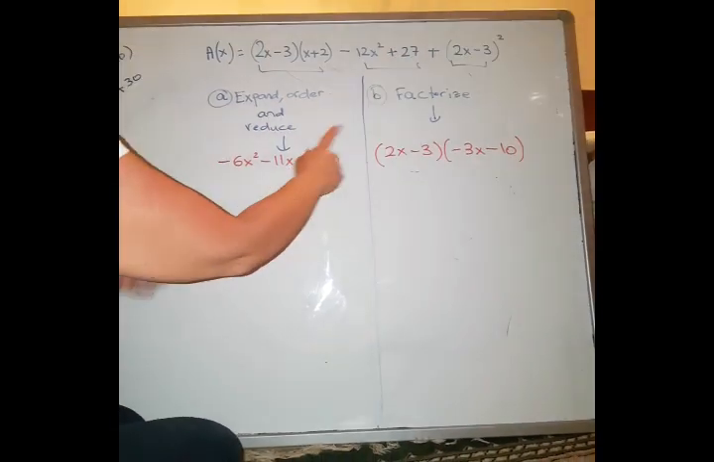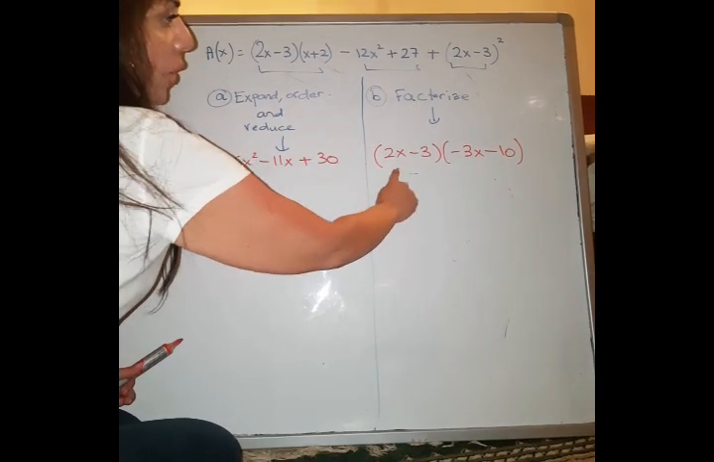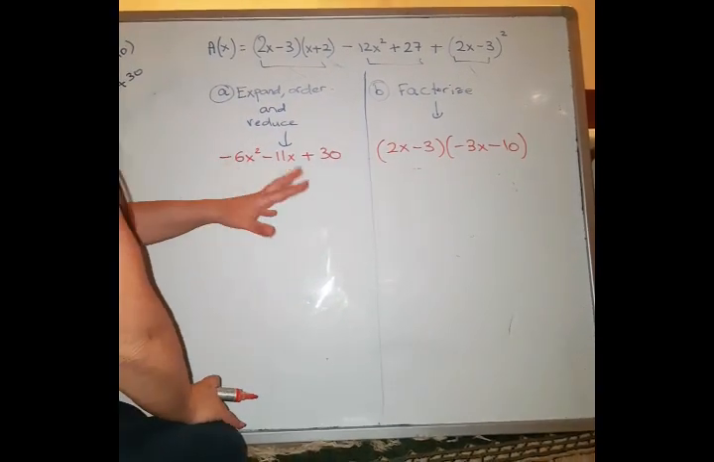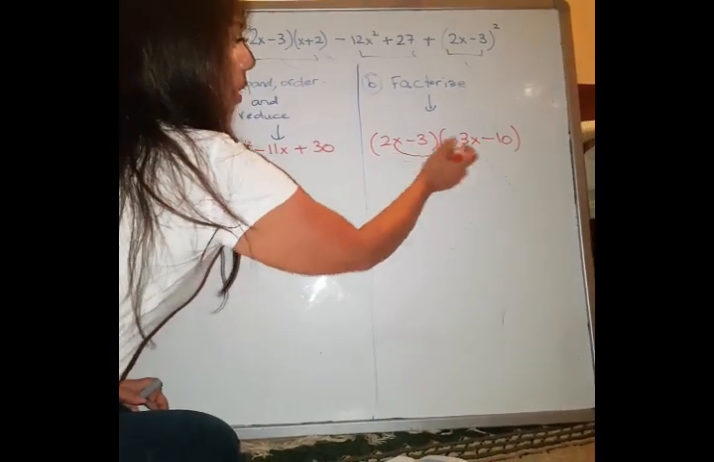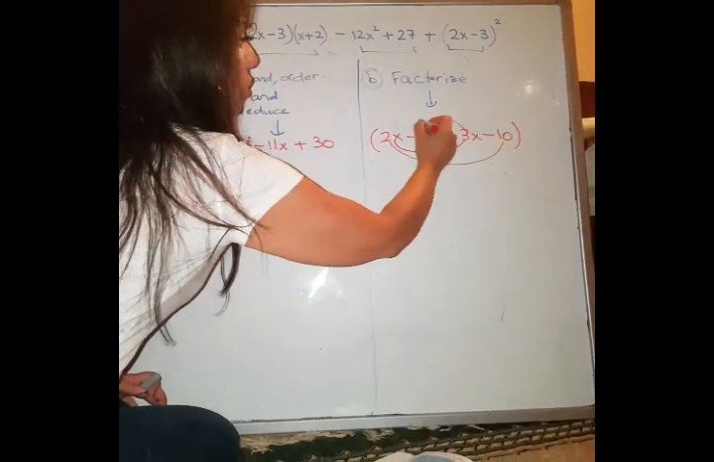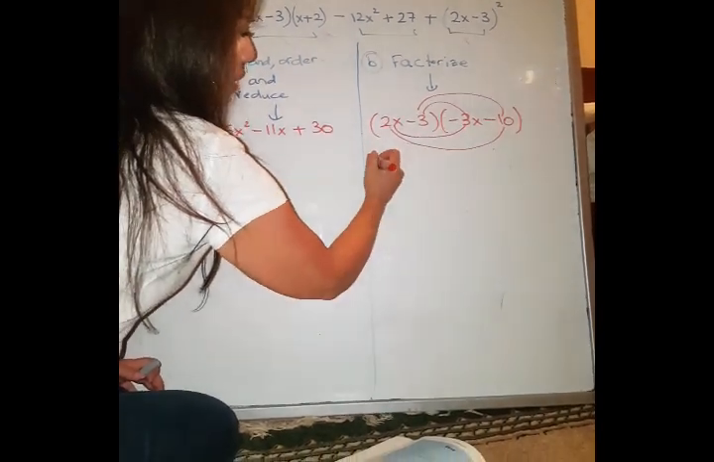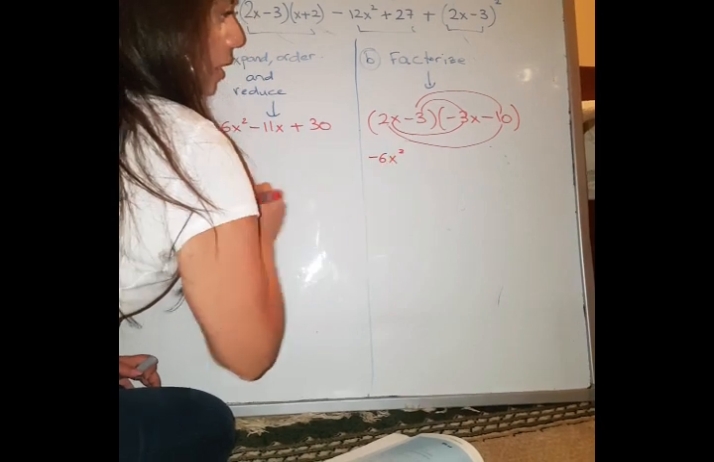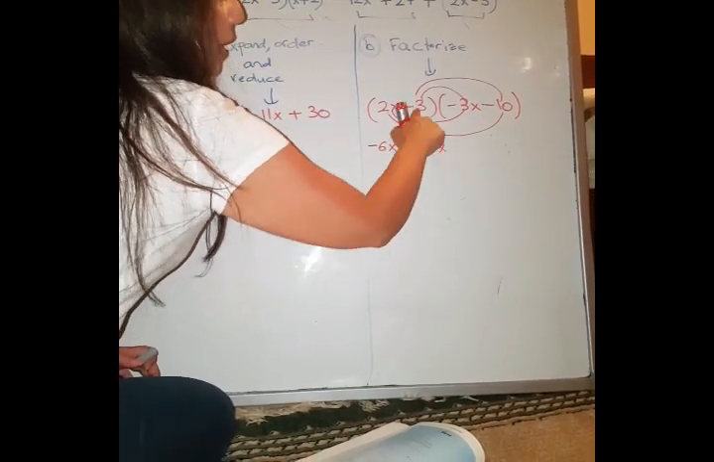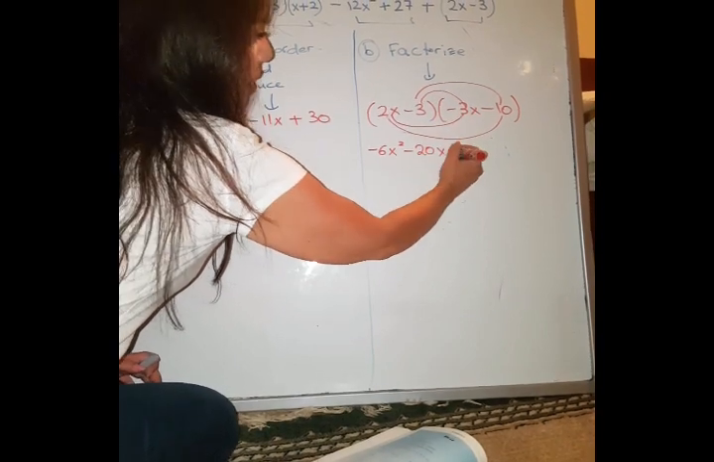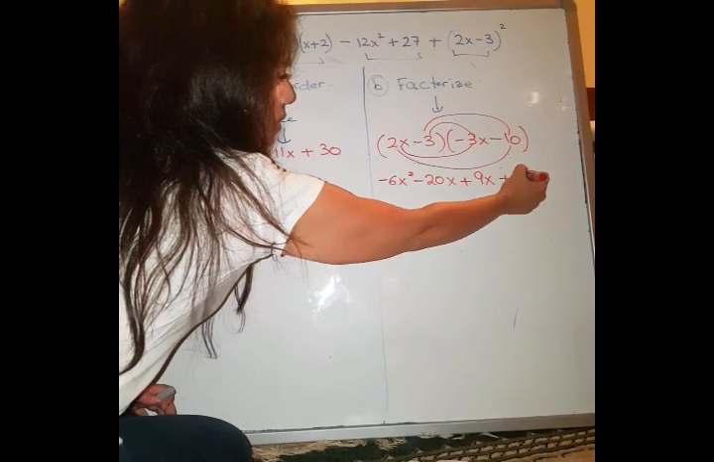Now, the question was part A, expand, order, and reduce. I got this answer. Factorize, I got this answer. How do I make sure if this is correct and this is correct? I open this up and I distribute to make sure this is correct. 2x times negative 3x is negative 6x to the second. 2x times a negative 10 is a negative 20x. Negative 3 times a negative 3x is a plus 9x. Negative 3 times a negative 10 is a plus 30.